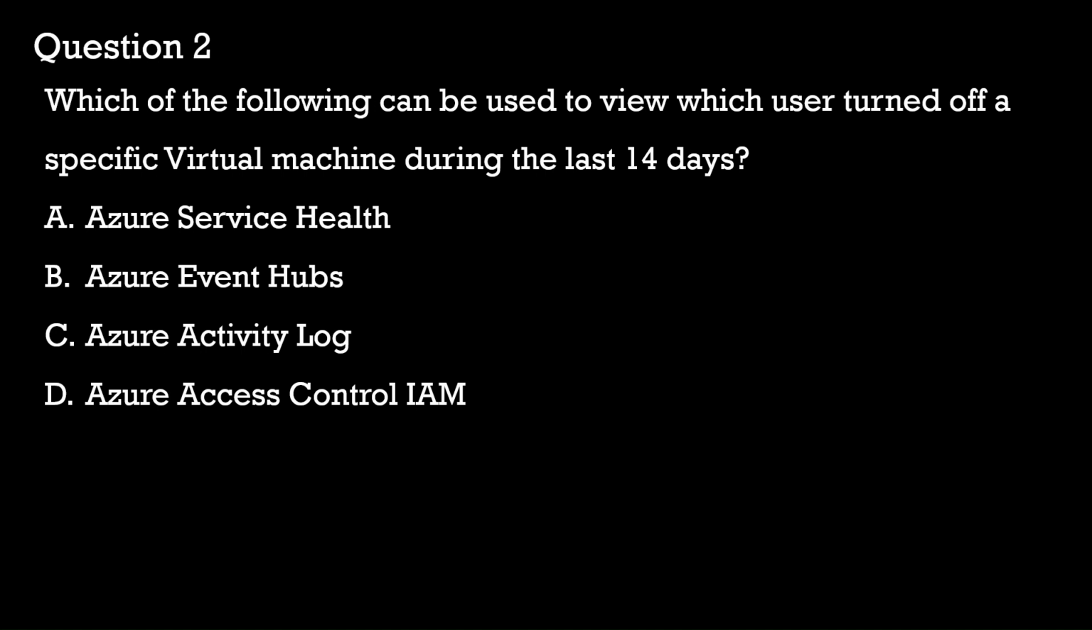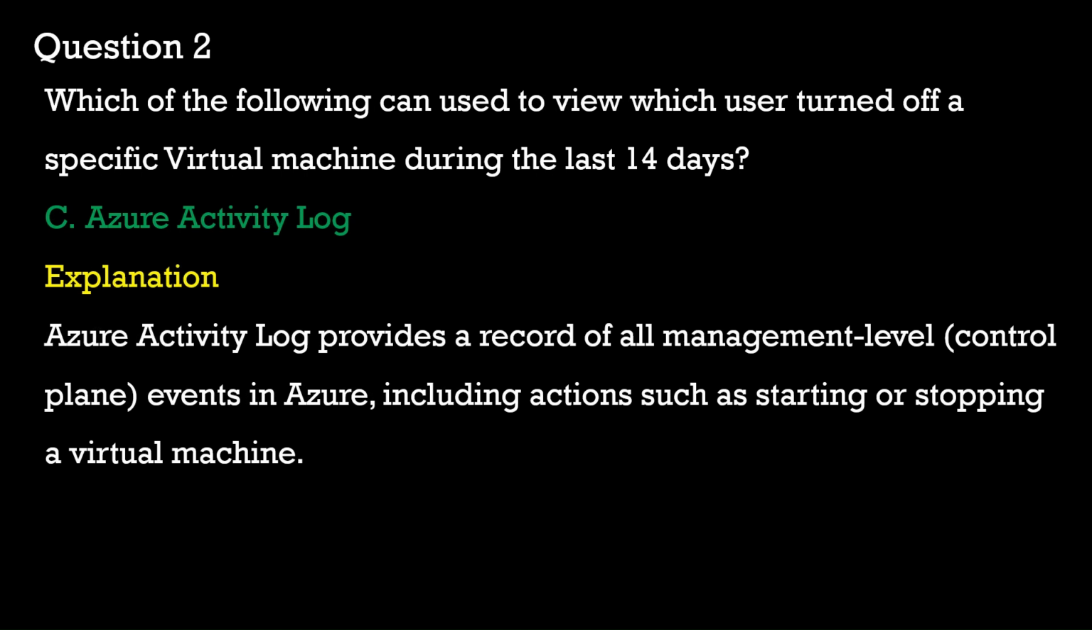The Azure Activity Log provides a record of all management level events in Azure, and this includes actions such as starting or stopping a virtual machine. It shows who has performed the action, what action was performed, and when it occurred. Azure Access Control manages roles and permissions, but it doesn't track user activity or the functions that were performed. Based on the question, the best answer is Azure Activity Log.